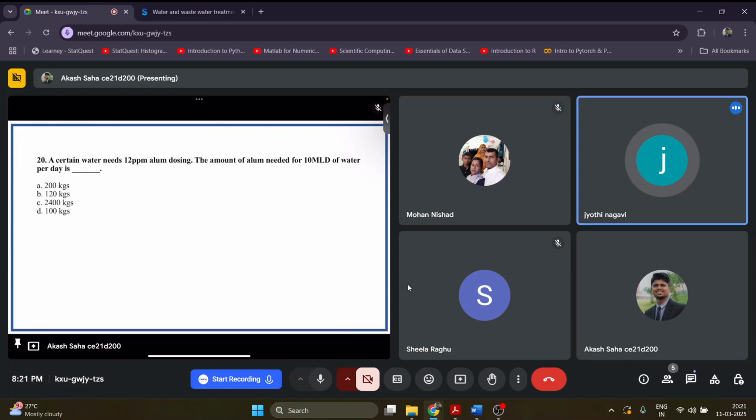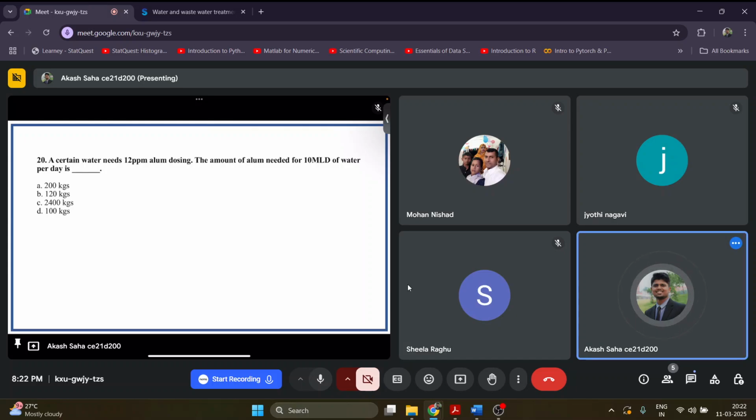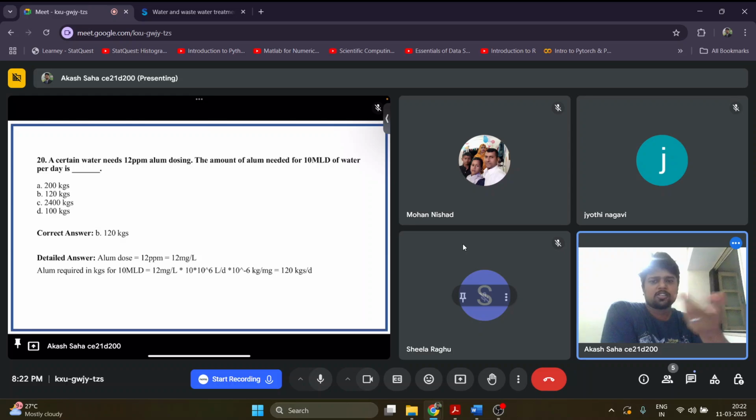Option B, 120 kg. Yes, I think it's right. Because directly it will be 12. So 12 ppm is nothing but 12 milligram per liter. So 12 milligram per liter into 10 MLD means 10 into 10 to the power 6 liters per day. And then from milligrams we have to change it to kg, right? So it will be 120 kgs per day. Very simple.